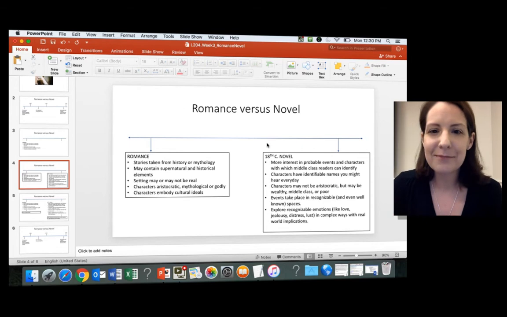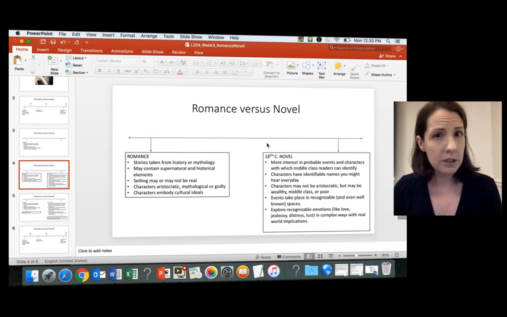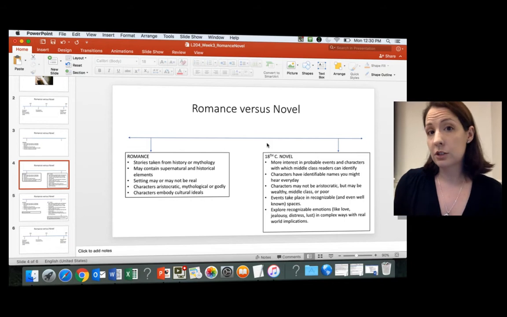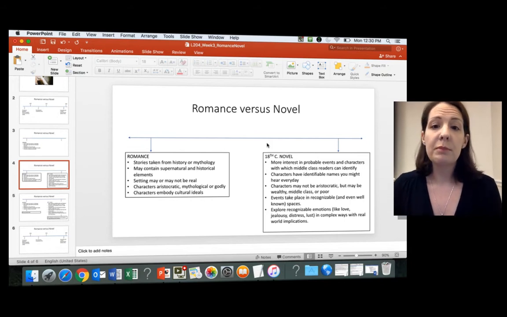names along those lines. Similarly, characters in 18th century novels may be aristocratic, but more often than not, they are just very wealthy, but they also are quite diverse in terms of their classes. So characters can be wealthy, but there may be many other characters who are middle class. There may even be characters who are working class or domestic servants.